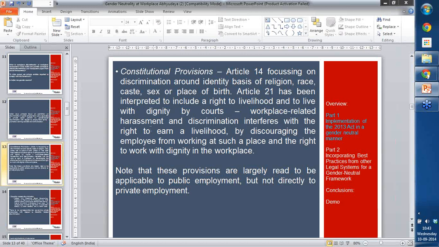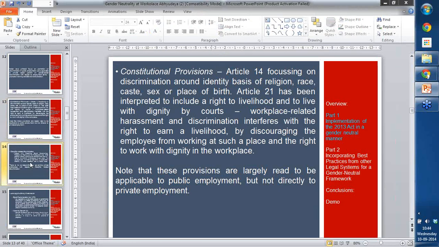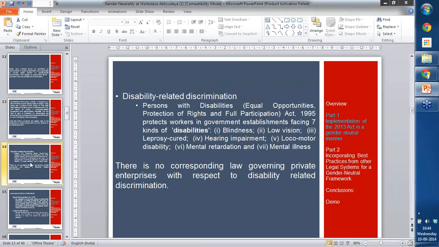However, we do not have laws or enforcement mechanisms for protecting directly the employees working in the private sector against workplace harassment. I will quickly say which are the acts that are applicable in the public sector. We just discussed the constitutional provisions. There is an act which protects persons with disabilities.